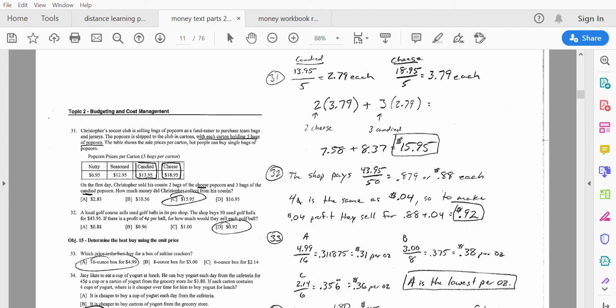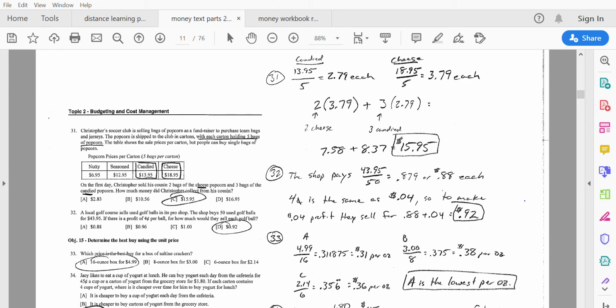Now you look at how many you're going to buy of each and make sure you get that right. There's 2 bags of cheese. Okay, so I kind of went the other order here. I took this one first, because they talked about buying cheese first, that's here. These ones are over here. Okay, so 2 cheese at $3.79, 3 candied at $2.79. Okay, so you multiply, that gives you $7.58. Take 3 times $2.79, gives you $8.37. You add them together and you get $15.95.